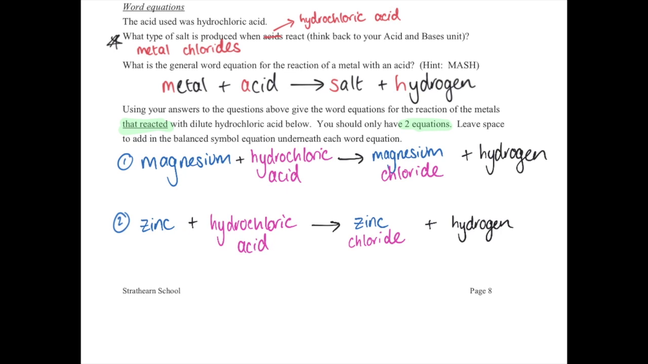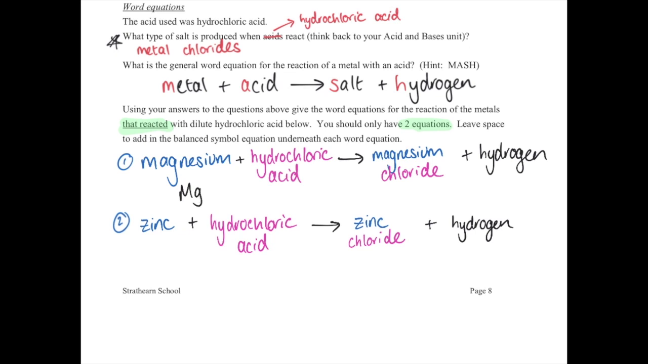What we want to do now is write our balance symbol equations underneath these word equations. And just a reminder that you don't need to know how to write balance symbol equations at this point. But again, you can look for patterns within them, but I'm going to take you through it now. Really what we do with a balance symbol equation is we convert the words into the formula, so the names of the reactants and products into the formula. And the balance part is just about making sure we have the same number of atoms on either side of the equation. So magnesium, the symbol for that is Mg.